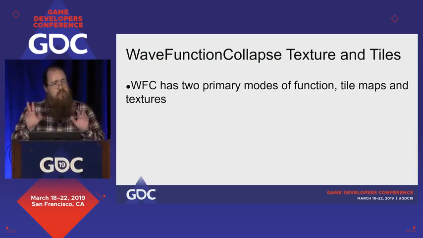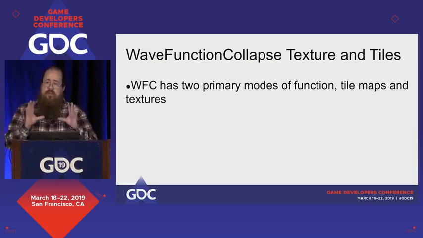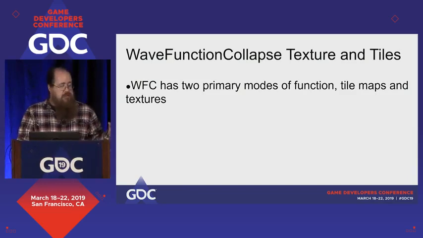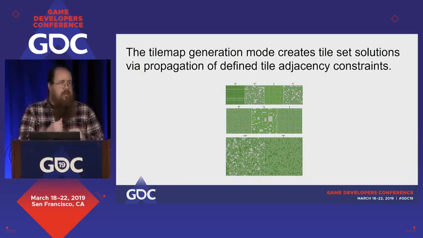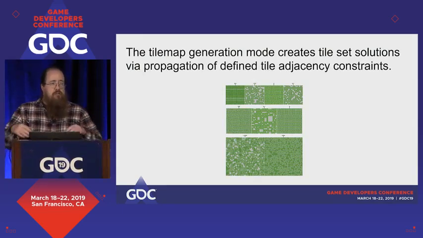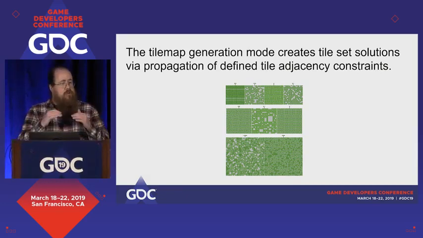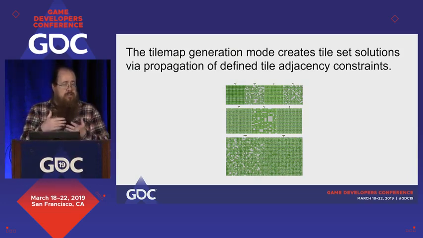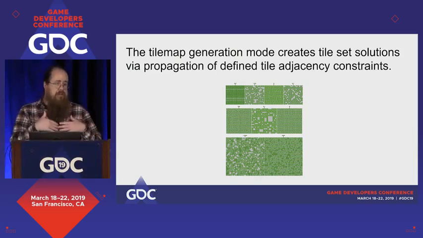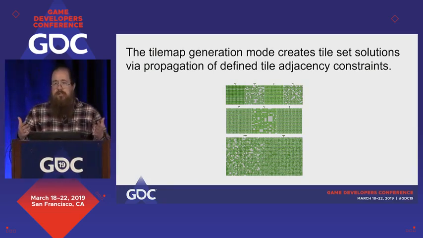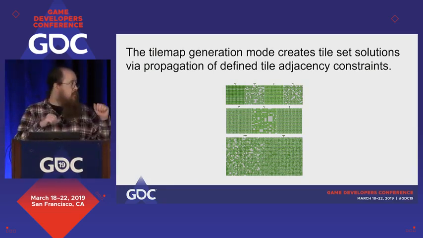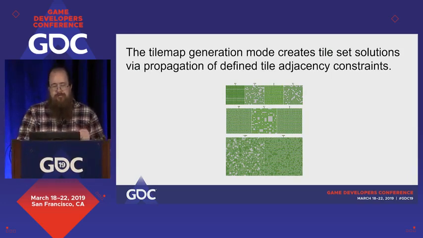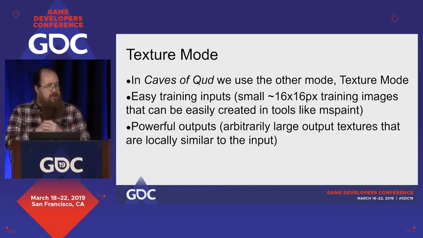Wave function collapse has two primary modes. It operates on tiles and it operates on textures. If you do procedural generation, you've probably encountered Wang tile maps, which are based on edge-colored adjacencies. The tile map generation is sort of similar to that, but the adjacency constraints are much more powerful than edge coloring. You can get a much more powerful result. So if you're interested in tile-based map design, this is great. We're not going to talk about it. Instead, we use texture mode.